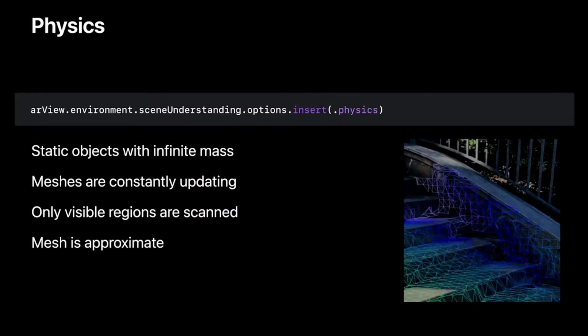And fourth, the mesh is an approximation of the real world. While the occlusion mask is very accurate, the mesh for physics is less so. As a result, don't expect the mesh to have super crisp edges, as you can see in the image on the right. So let's recap.